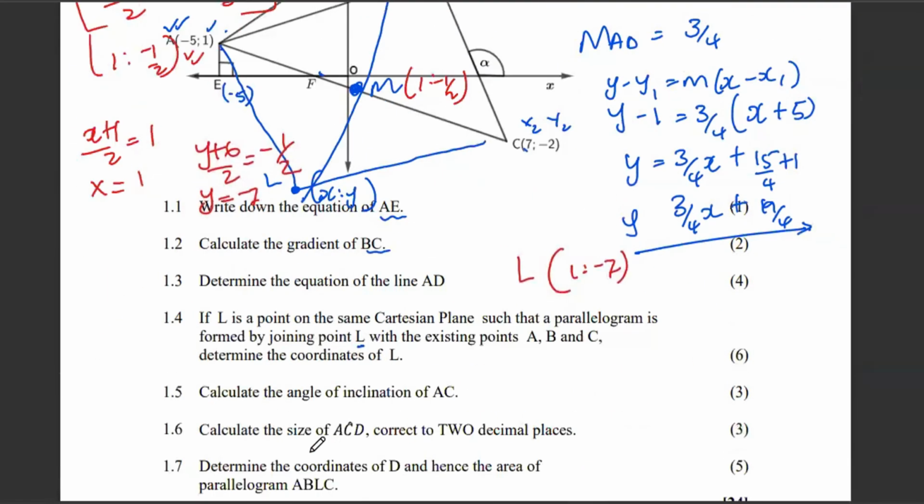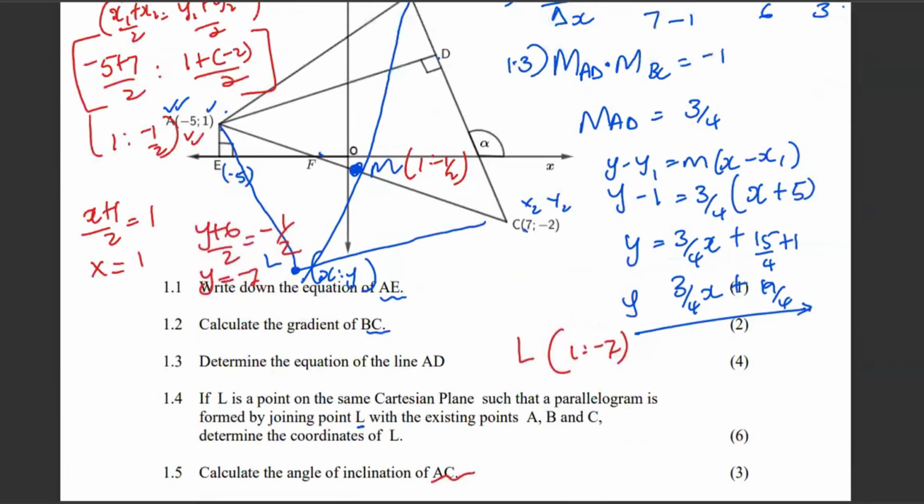All right, then question 1.5, they want us to find the angle of inclination of AC. Where is AC?